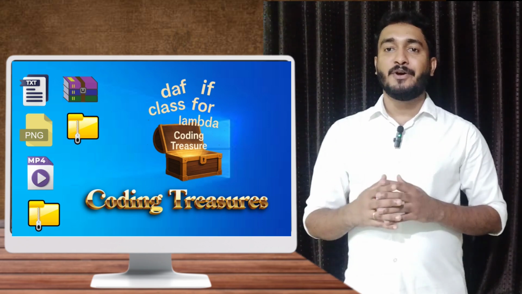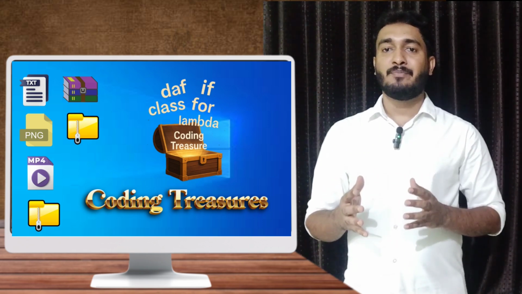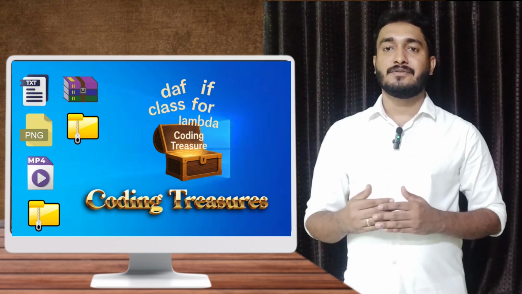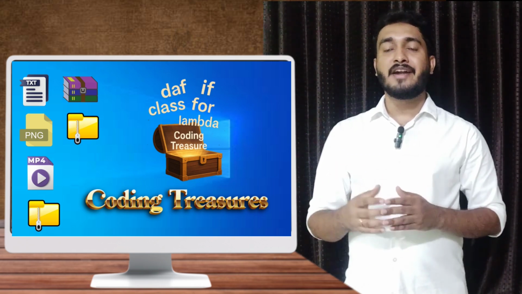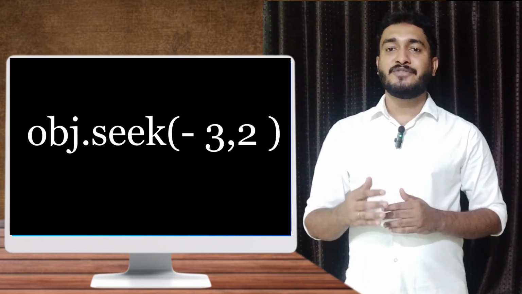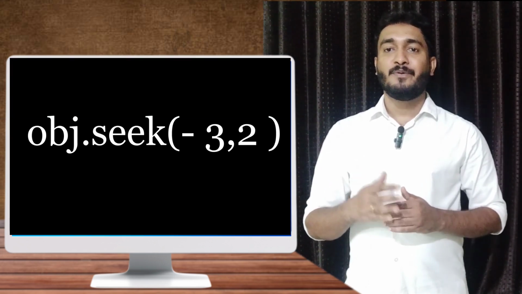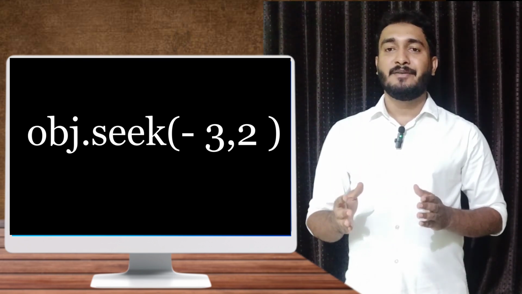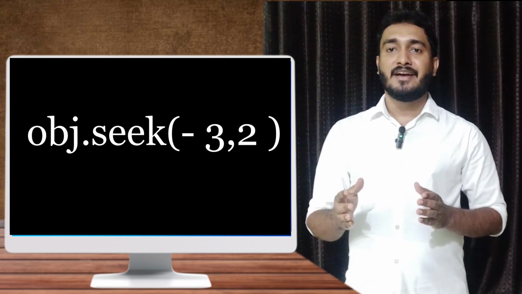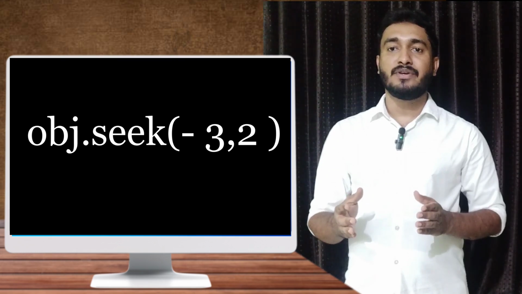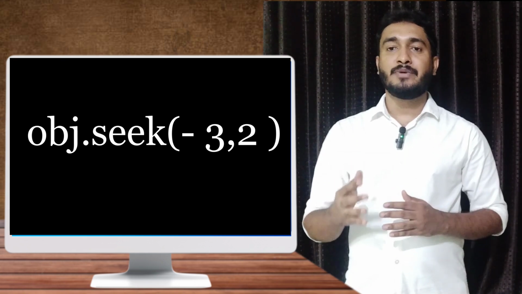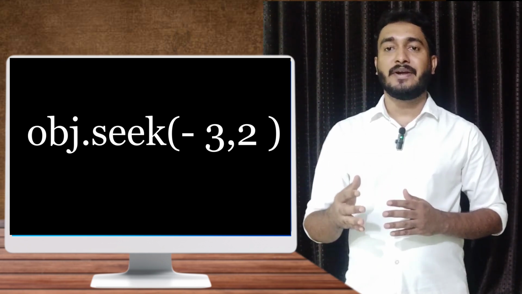Okay, now you want to move your file pointer backwards from the end of the file. How is that possible? We can write the code as obj.seek(-3, 2). In this example, -3 represents the number of bytes to be moved backward by the file pointer. Here 2 represents the end of the file.